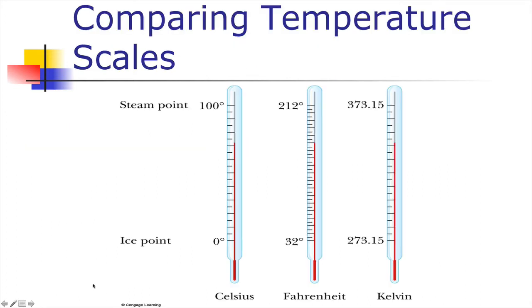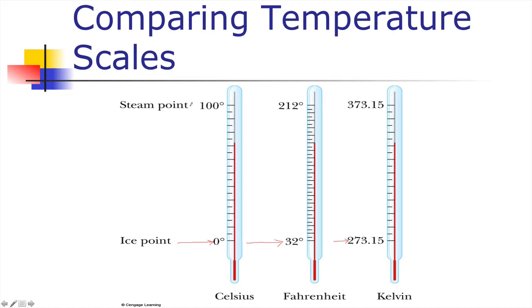Now just to summarize, the ice point on a Celsius scale is 0, on a Fahrenheit scale it is 32, and on a Kelvin scale it is 273.